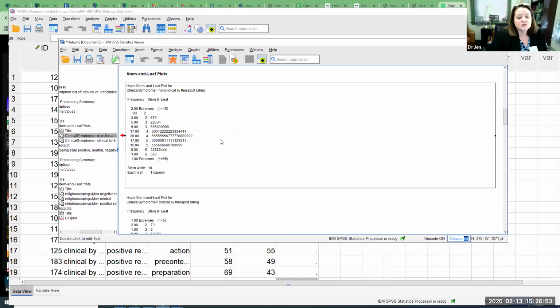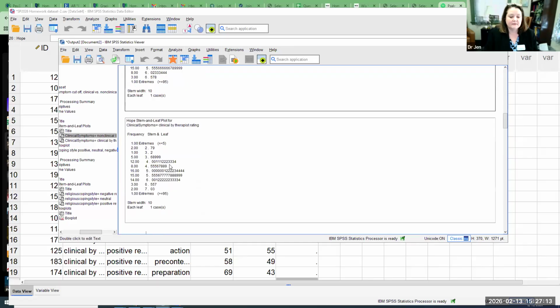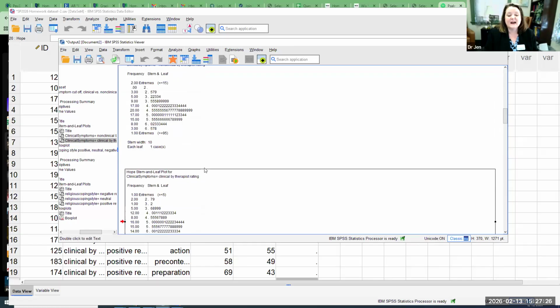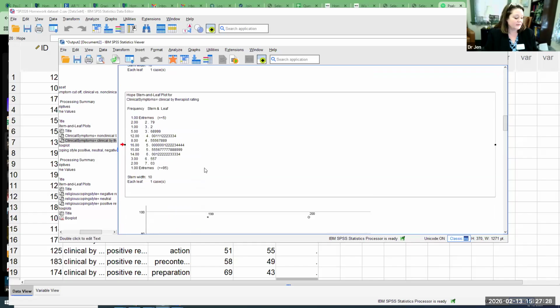For this, what I see is I have two extremes on the low end, 15 or lower, in the non-clinical group. I have written it down on my paper here to keep track of it. And then one extreme that's scoring 95 or higher in hope in the non-clinical group. Then I have one extreme scoring 5 or lower in the clinical group, and one extreme scoring 95 or higher in the clinical group. So I have 1, 2, 3, 4, 5 outliers with this part of it.